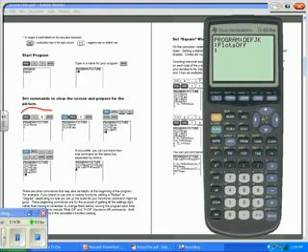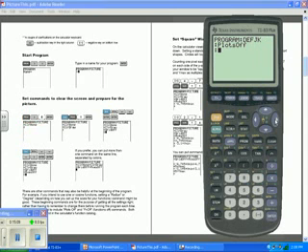Now I'm here, and right here I'm starting with these instructions. We're going to clear the home screen. Program, right arrow, 8, enter. So I did this right here: program, right arrow, 8, enter. And now I have clear home.